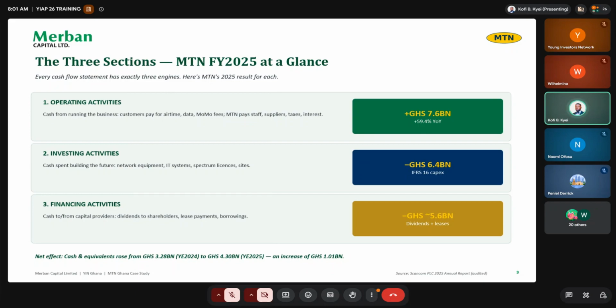So when there are borrowings, when investors lend to the company, it is recorded there. When MTN pays out its debt obligations, it is recorded there. Lease payments, dividends, and everything else, financing activities are reported there. Operating activities, financing activities, investing activities.